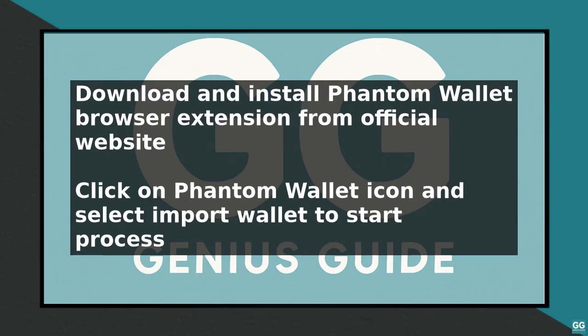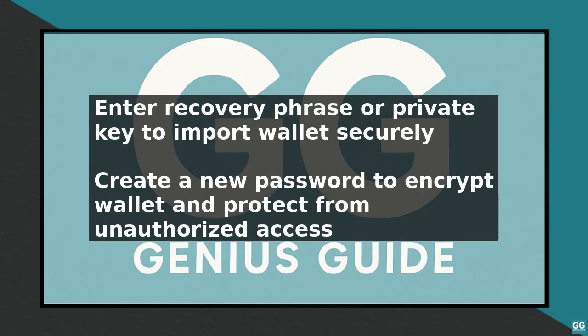After entering the recovery phrase or private key, create a new password for your wallet. This password will be used to encrypt your wallet and protect it from unauthorized access. Choose a strong and unique password that you have not used before. Next, configure your wallet settings, such as the wallet name and notification preferences. You can also customize the appearance of your wallet by changing the theme and layout.